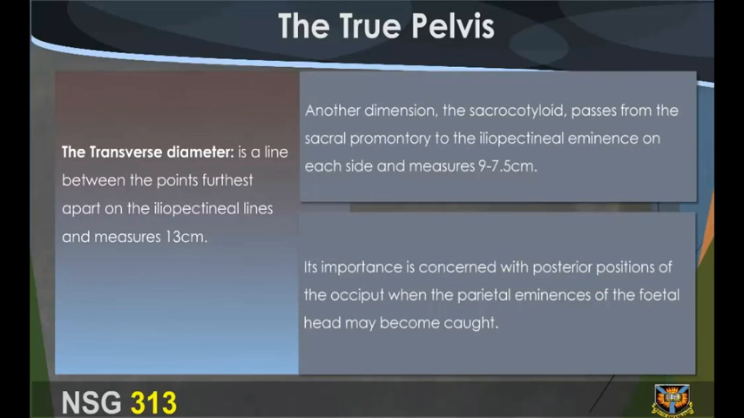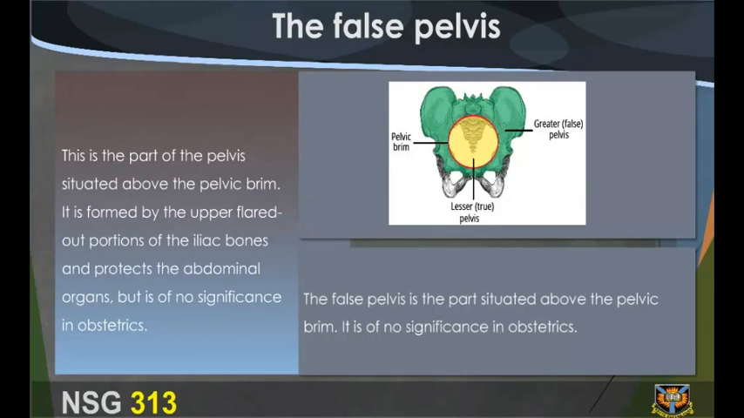The transverse diameter is a line between the points furthest apart on the iliopectineal lines and measures 13 cm. Another dimension, the sacrocotyloid, passes from the sacral promontory to the iliopectineal eminence on each side and measures 9 to 9.5 cm. Its importance is concerned with the posterior positions of the occiput, when the parietal eminence of the fetal head may become caught.